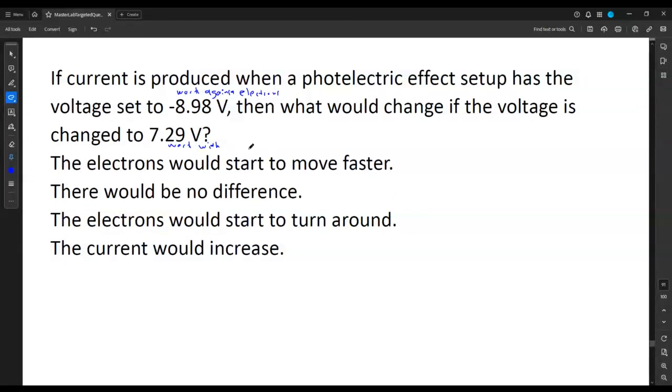So positive voltage, you can think it's going to help draw or push the electrons across the setup. It's not going to help make more electrons. It's just going to help the ones that are produced to move faster. So we're not going to get more electrons unless the wavelength changes. This is just going to help push them through the setup faster, which ends up matching this first choice.